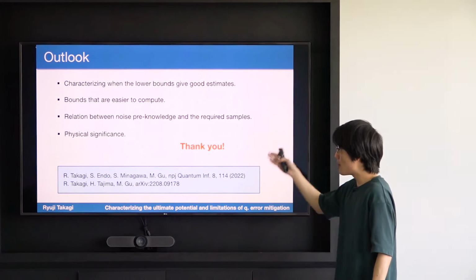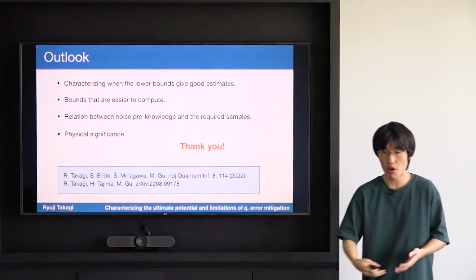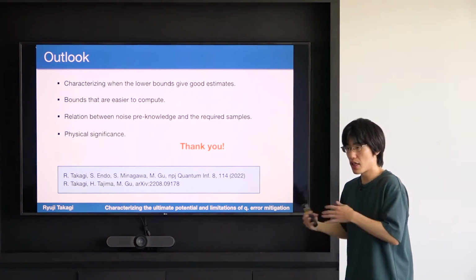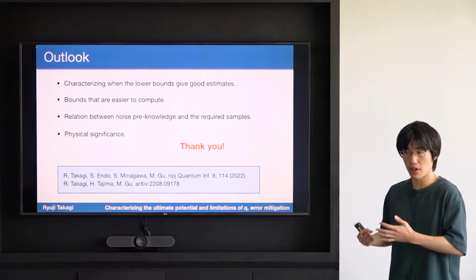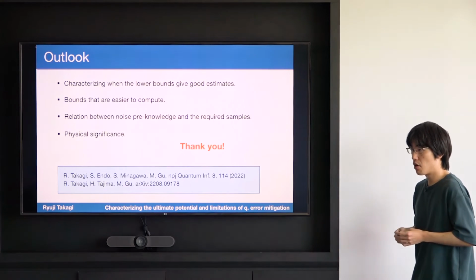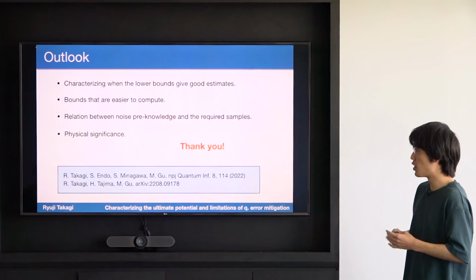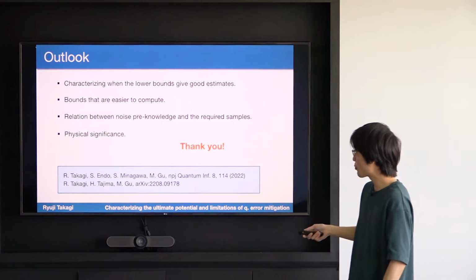And also maybe making our bounds a bit more computable. We have several types of bounds, some of which may be difficult to actually compute. So if you could get alternative versions of that, that might give you different perspectives.